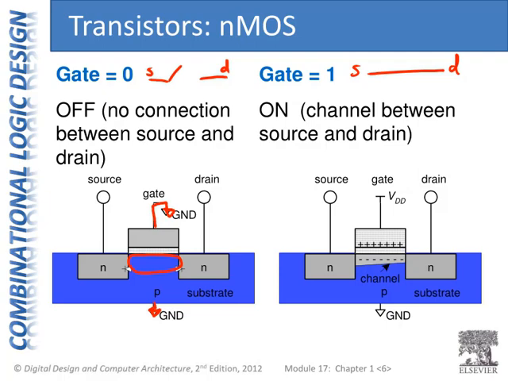So again, when the gate is 0, we say that the NMOS transistor is off because there's no connection between the source and the drain. However, when the gate is 1, we say that the transistor is on because there is a connection between the source and the drain.